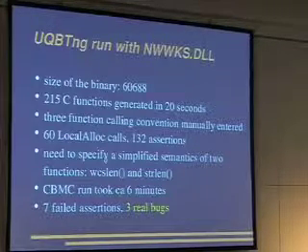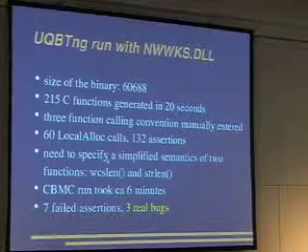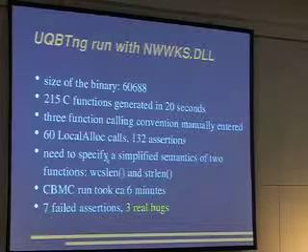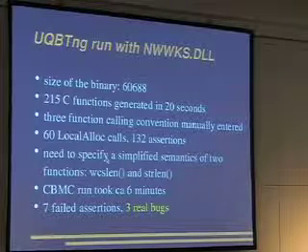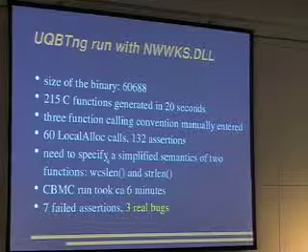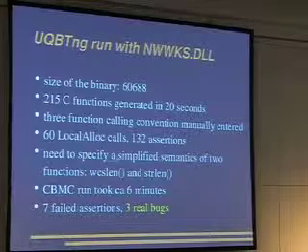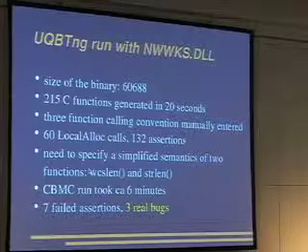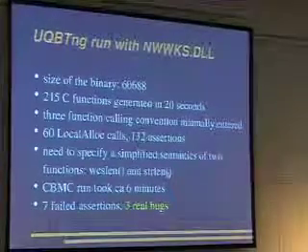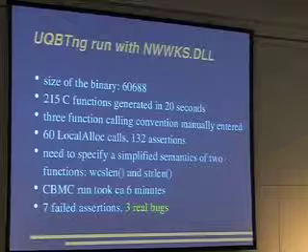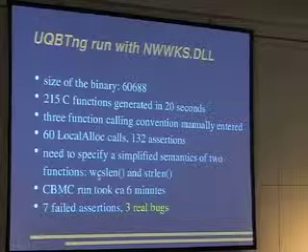Also, I did not have to specify the semantics of all library functions. I don't remember how many library functions were important, but in the order of 30, something like that. And I had to specify a simplified semantics of only 2 of them, wcslen and strlen. And it was important because it was necessary to suppress some false positives.